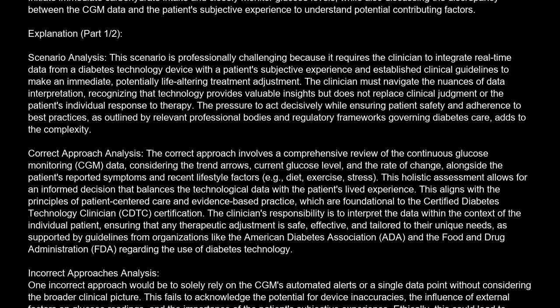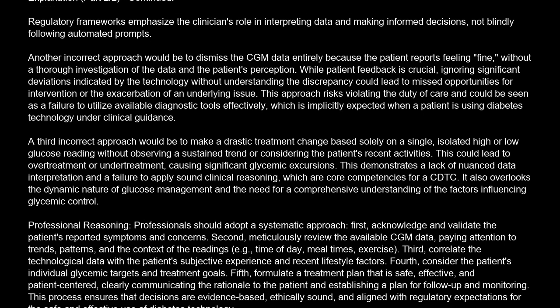One incorrect approach would be to solely rely on the CGM's automated alerts or a single data point without considering the broader clinical picture. This fails to acknowledge the potential for device inaccuracies, the influence of external factors on glucose readings, and the importance of the patient's subjective experience. Ethically, this could lead to inappropriate treatment decisions, potentially causing hypoglycemia or hyperglycemia, and violates the principle of beneficence by not acting in the patient's best interest. Regulatory frameworks emphasize the clinician's role in interpreting data and making informed decisions, not blindly following automated prompts.